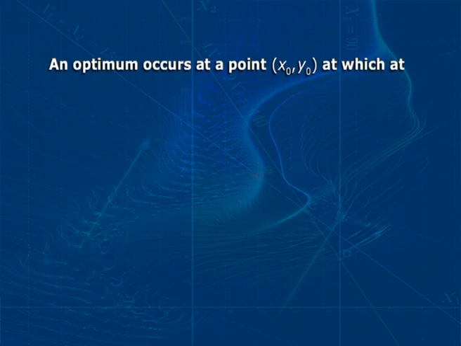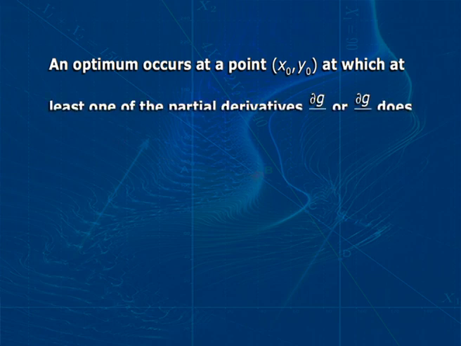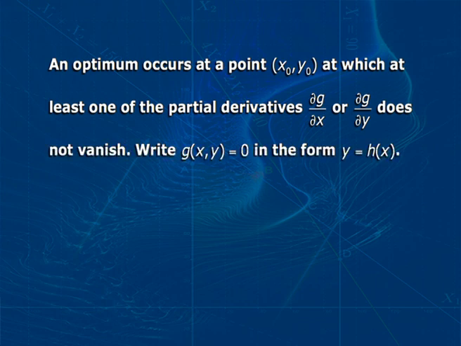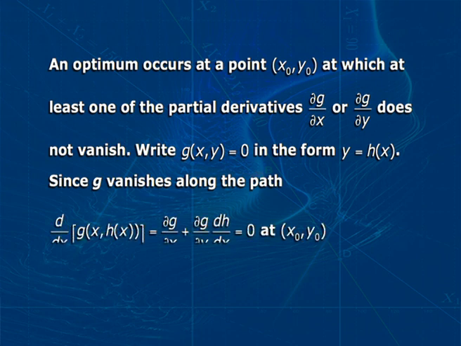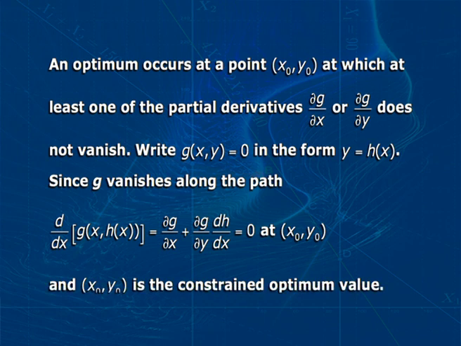An optimum occurs at a point (x0, y0) at which at least one of the partial derivatives del g over del x or del g over del y does not vanish. Write g(x,y) equal to 0 in the form y equal to h(x). Then d by dx of g(x, h(x)) is equal to del g over del x plus del g over del y into dh by dx, equal to 0 at (x0, y0), and (x0, y0) is the constrained optimum value.